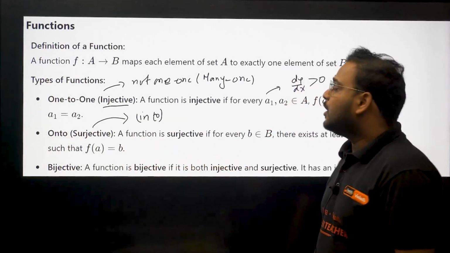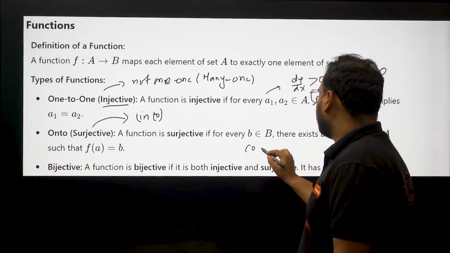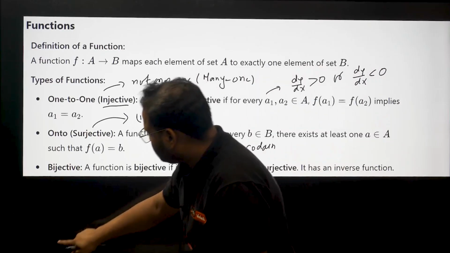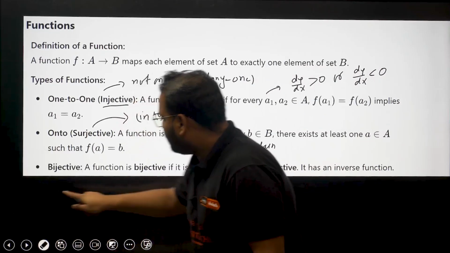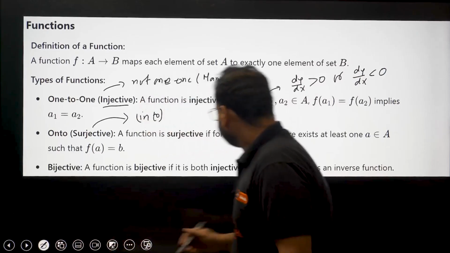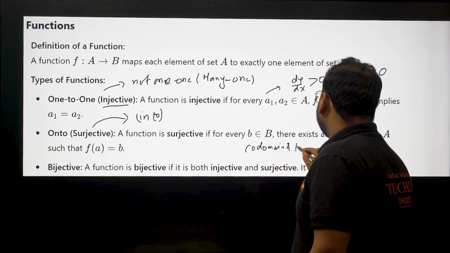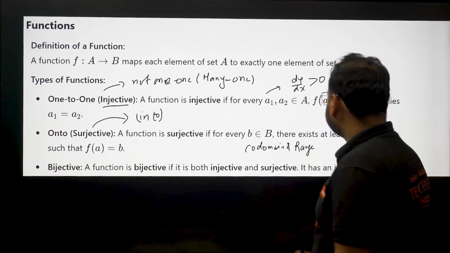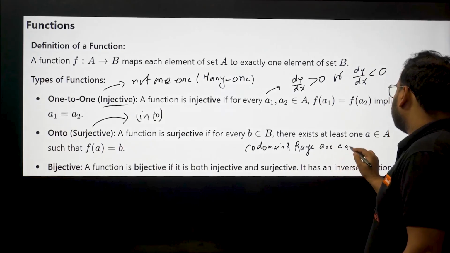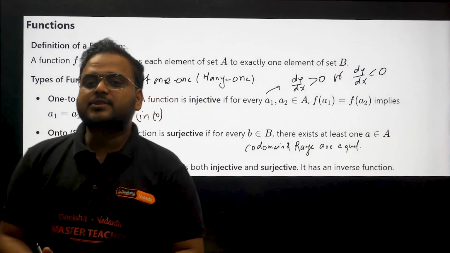In the case of onto, you look for codomain and range to be equal. Codomain, sorry, not domain, I mean codomain and range. For an onto function, codomain and range should be equal.